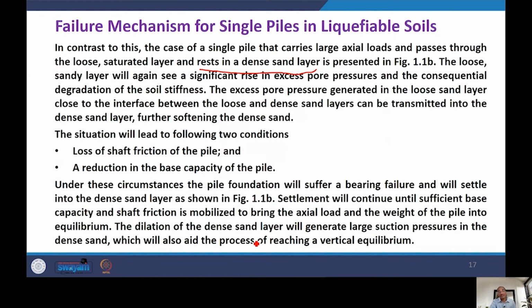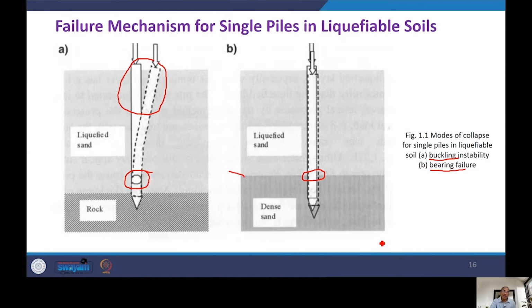And further, the dilation of the dense sand layer will generate large suction pressure in the dense sand, which also adds to the process of reaching a vertical equilibrium. Because what will happen? When you apply load to loose sand, the soil will be contracting. But when you apply load to dense sand, it will be expanding, dilating. So this dilation will also add to the failure condition.